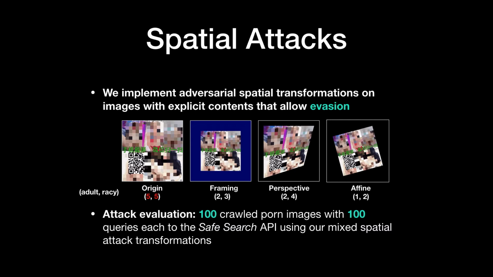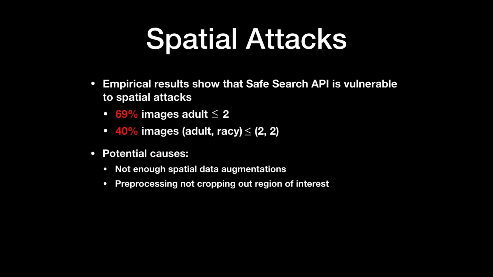And we use the 10K images to run against the Safe Search API, and here are the results. Out of 10K test images, 69% have an adult rating less than or equal to 2, which is unlikely. Out of 10K images, 40% have both adult and racy ratings less than or equal to 2, which is also unlikely.